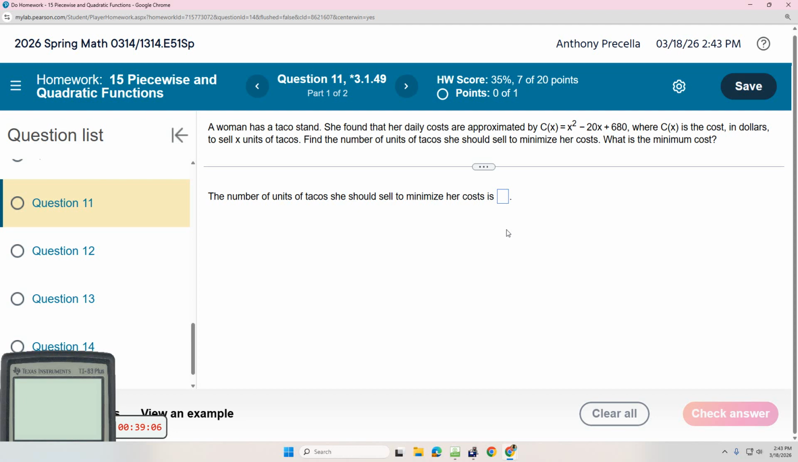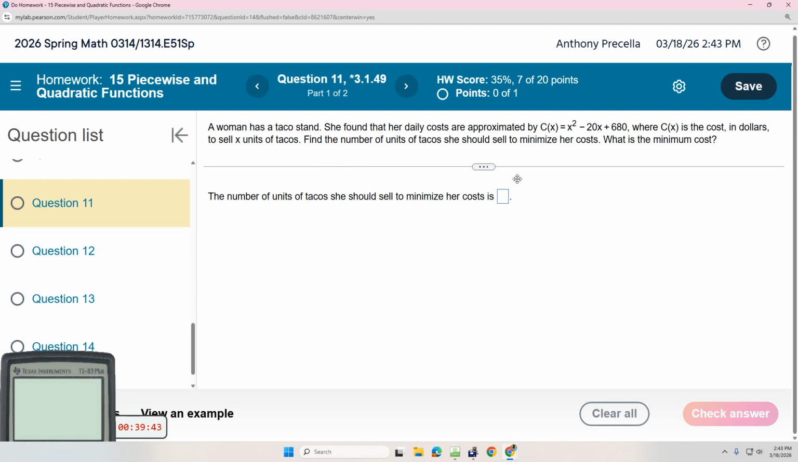A woman has a taco stand. She found that her daily costs are approximated by C of x equals x squared minus 20x plus 680, where C of x is the cost in dollars to sell x units of tacos. Find the number of units of tacos she should sell to minimize her cost. What is the minimum cost?